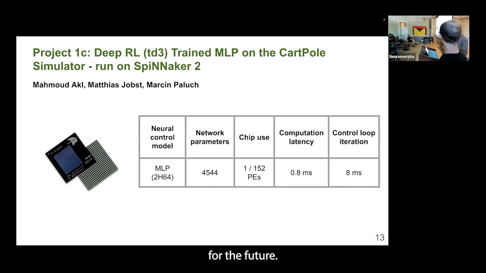For the future, what do we learn from that? We only need 1 PE to do this control now. So you have 151 PEs available to do other tasks. So you could think of using this for controlling robots, or other systems.